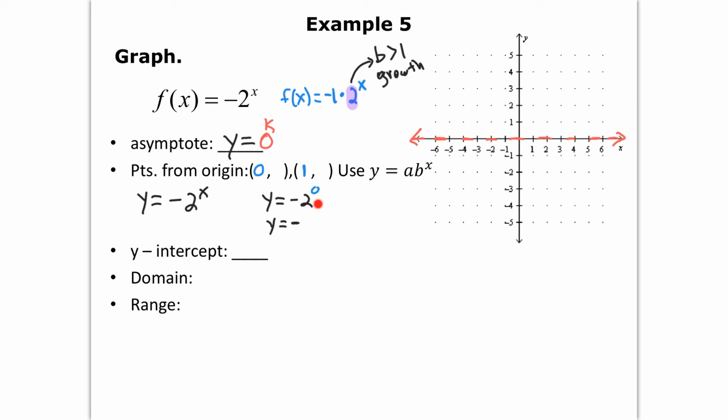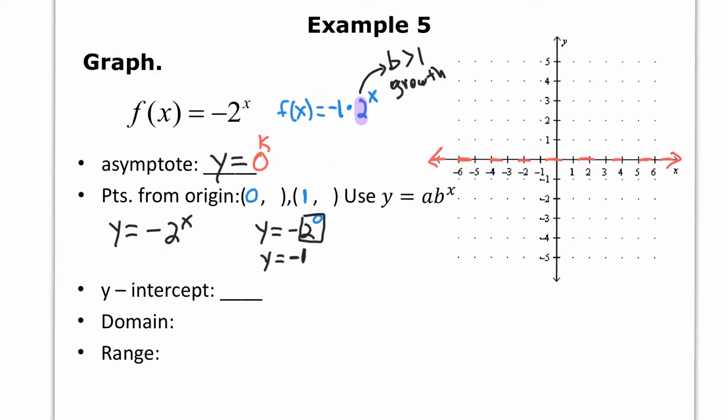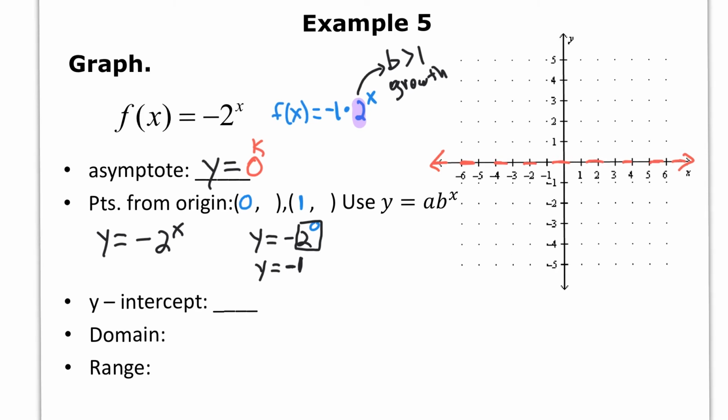And I'm going to simplify 2 to the 0 power. And 2 to the 0 power right here is just 1, but I do have that negative. So my first point is at (0, -1). So let me just zoom in here so I can have a little bit more space. We have a negative 1. So I'm going to plot that point. (0, -1) is right there.